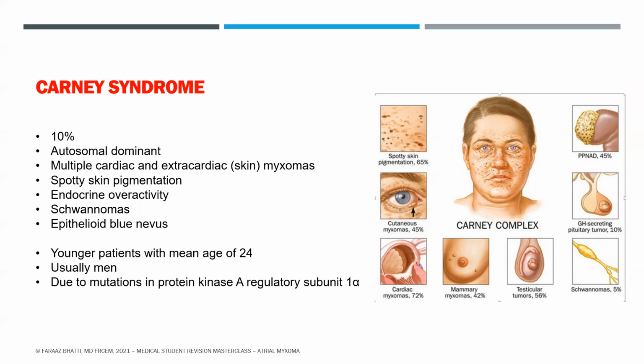extracardiac myxomas. And as you can see on the right-hand side, they may consist of spotty skin pigmentation, cutaneous myxomas, the cardiac myxomas we spoke about, mammary myxomas, testicular tumors, schwannomas, GH-secreting pituitary tumors, etc. These tend to affect younger patients with a mean age of 24, and it's usually in men. They're due to mutations in protein kinase A, regulatory subunit 1A.